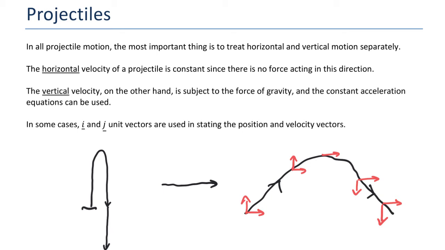So horizontally, there's no forces acting on it, so the acceleration is going to be 0. In the vertical direction, it's subject to gravity, so there will be an acceleration, so we can use the constant acceleration equations. So g is acting downwards. In some cases, i and j vectors can be used in stating the position and velocity vectors. And i would obviously be in the horizontal direction, and j would be the vertical.